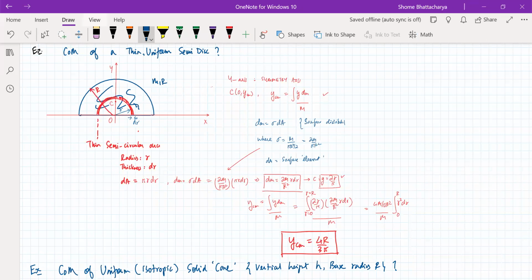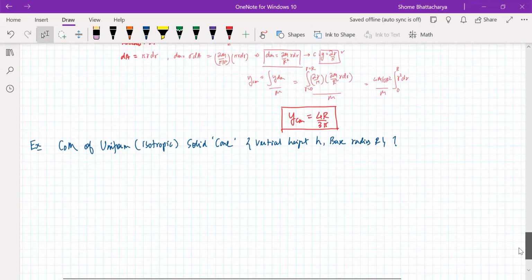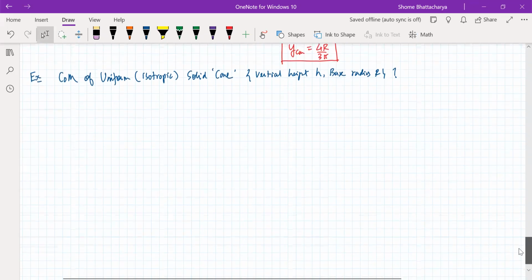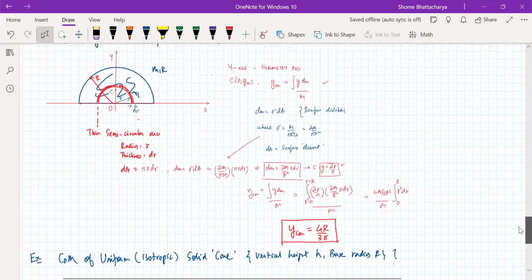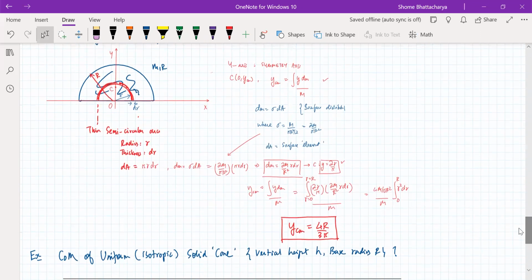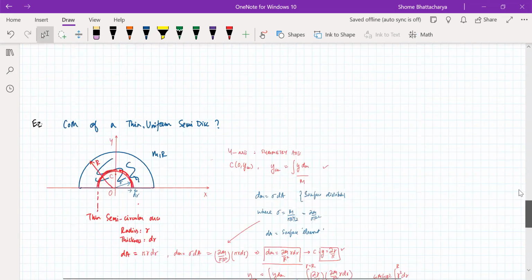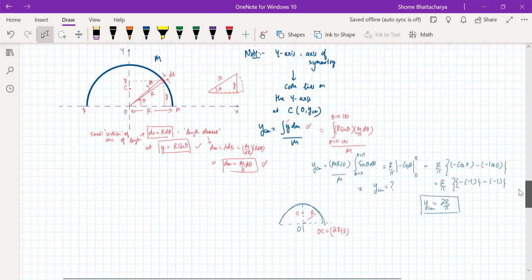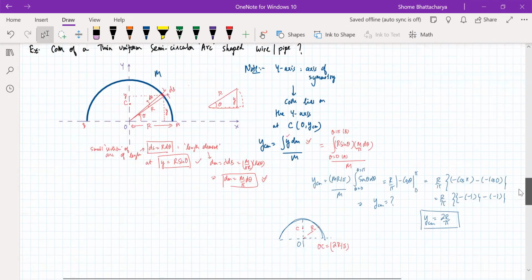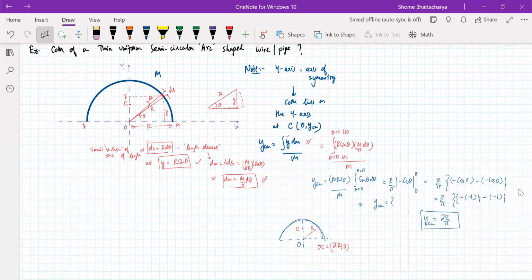Okay, so let's look at this next example. Sir, can you please explain once more how we got y equals 2r by pi? Now, see, in the previous example, we have seen where the center of mass of a thin semi-arc is located: 2r by pi from the center of curvature, right? So we are using this result only. You understood, no? Yes, sir.